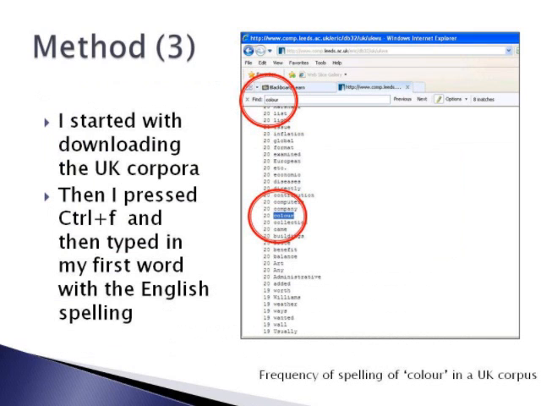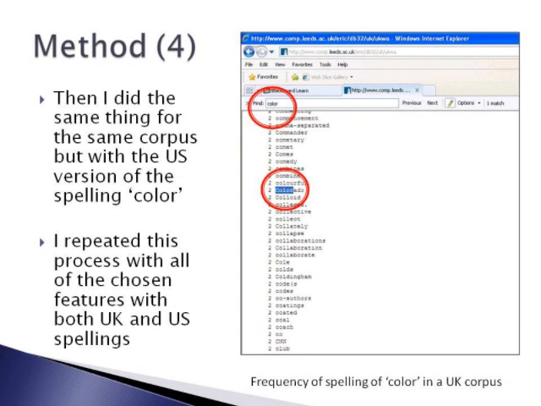I started by downloading the first UK corpus, and then I pressed Ctrl and F to find my first word. I then typed in the word and the frequency came up next to it. As you can see here, the spelling of COLOUR has a frequency of 20 in the first UK corpus. I then did the same thing with the American spelling, COLOR. However, there were no matches for the word color, only words with color in them, which do not count, so this was recorded as 0.